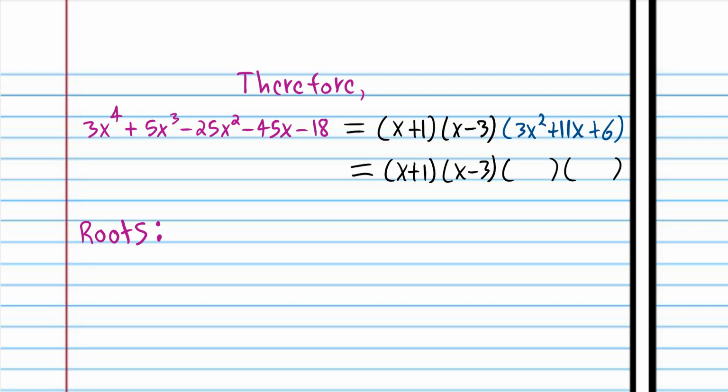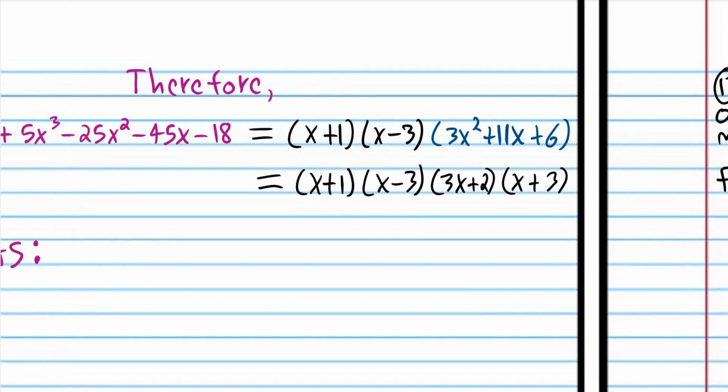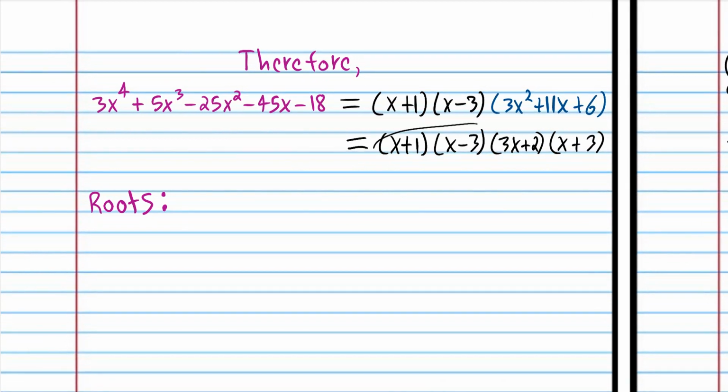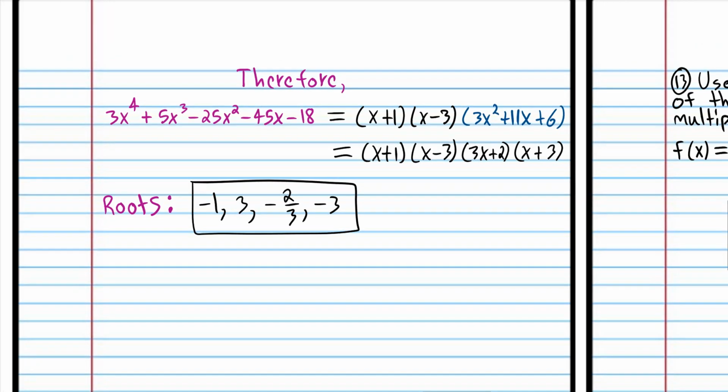Okay, we're back. So 3 times 1 is 3, and 2 times 3 is 6. I'm going to try that. I don't know if it's going to work. So 9x, so yeah, that does actually work. So looking at this new form of the polynomial, we can see the roots. We have -1, 3, -2/3, and -3. And those are the solutions that we're looking for.